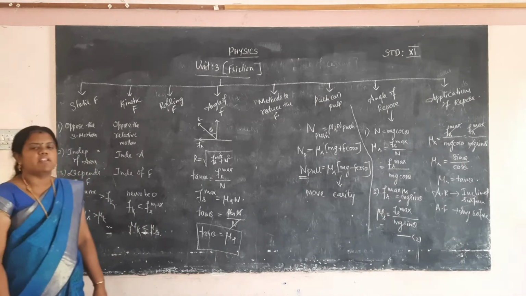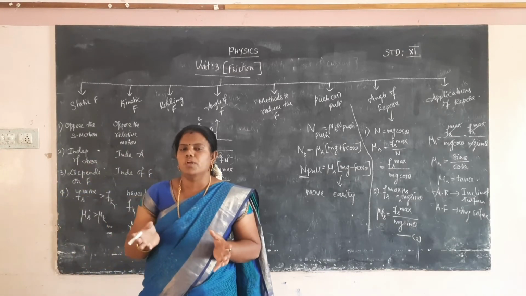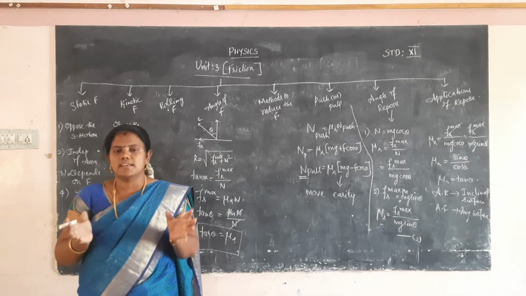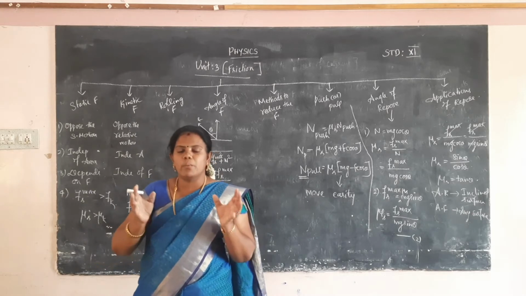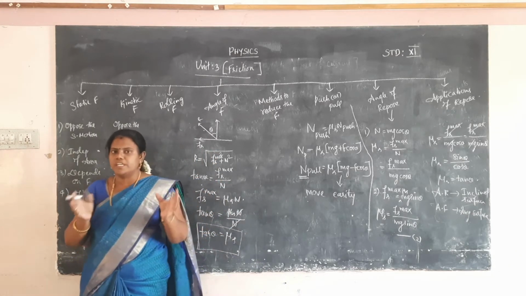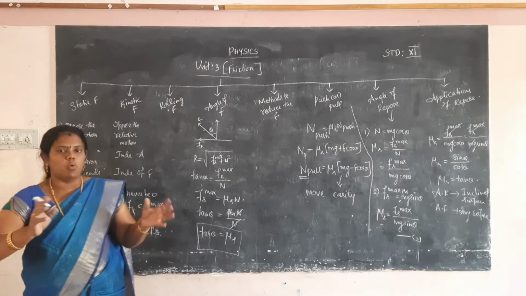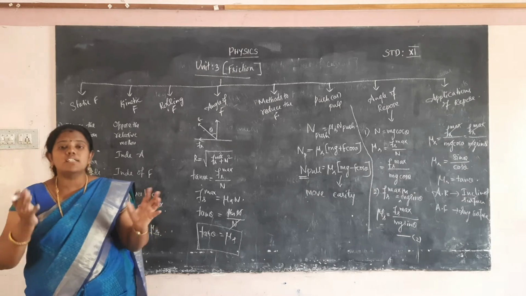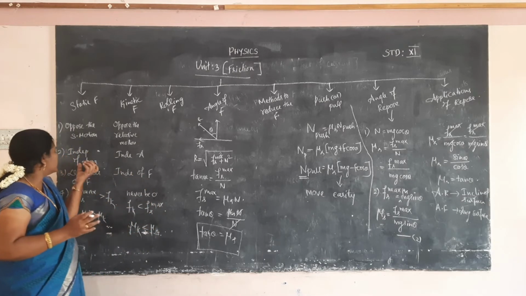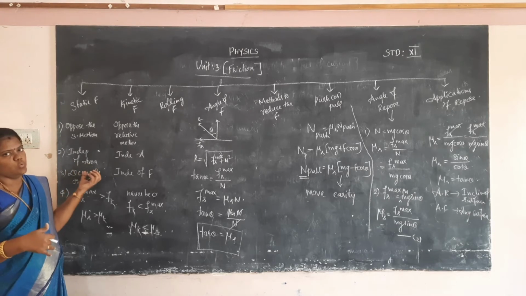What's the meaning of independent of area, ma? We keep one object on any floor or desk or anything. It will be lying in one area. The area does not matter for the friction created. Both static friction and kinetic friction do not take the area into account.